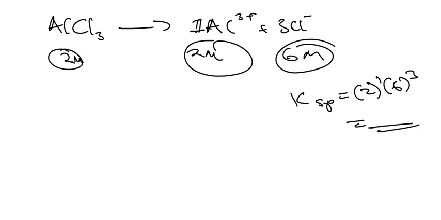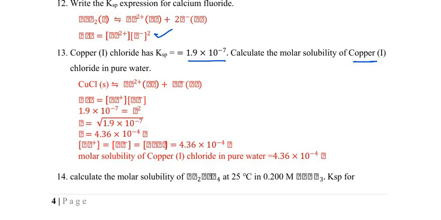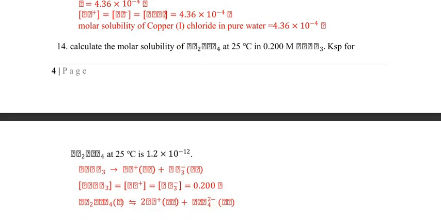Then how about the last one? The last question, they are saying calculate the molar solubility. That's number 14. Calculate the molar solubility of silver chloride in that condition. The KSP for that has been given.